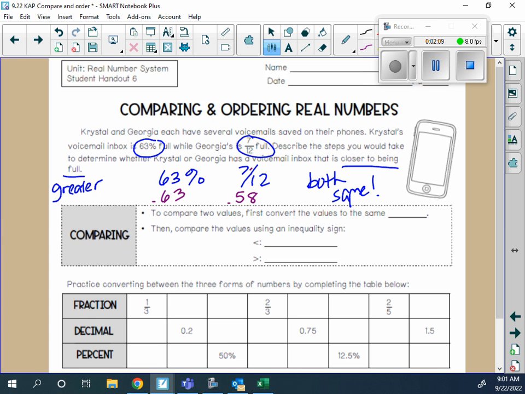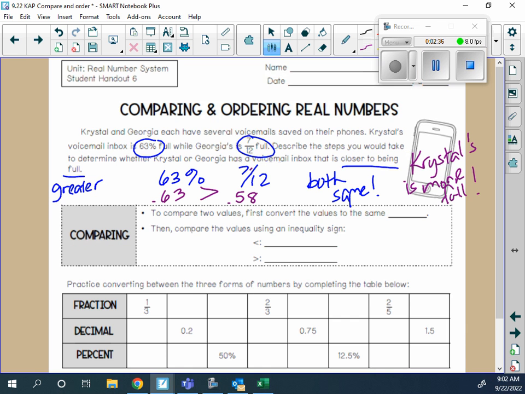Okay, now can we compare them? What would you say? We would say 63% is greater than 7/12. So whose inbox is closer to being full? Crystal's. Okay. Crystal's was more full. Are we good?